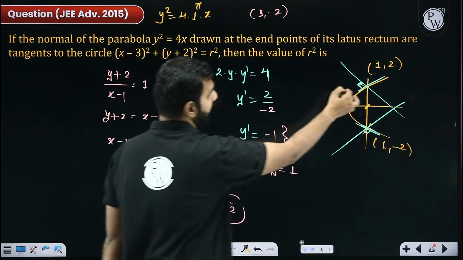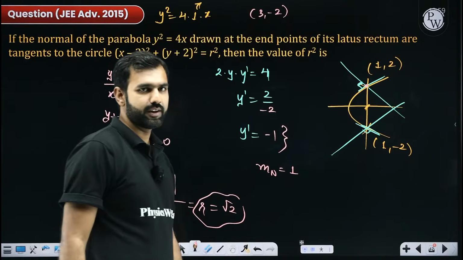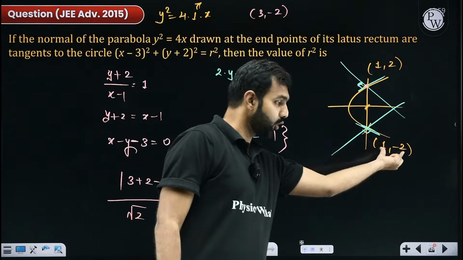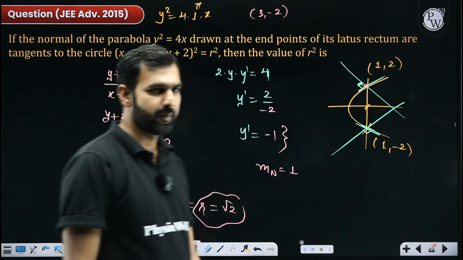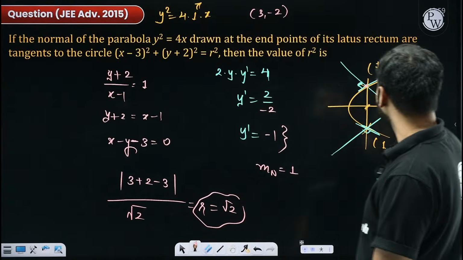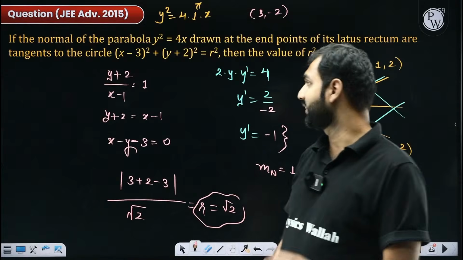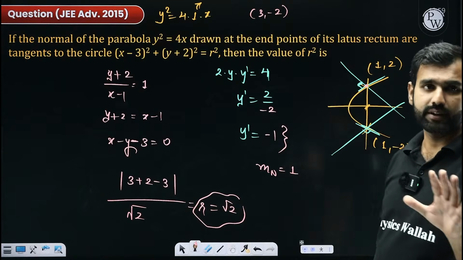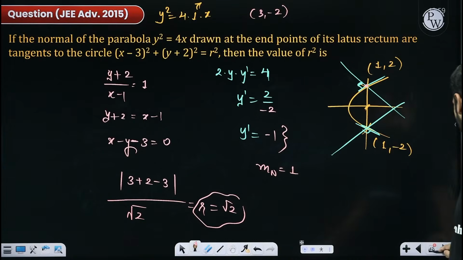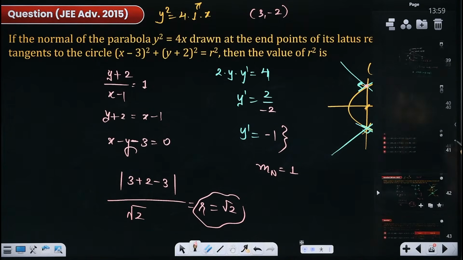So this end was not behaving as a tangent, the normal drawn to this, but the normal drawn at this end was behaving as a tangent here. That gives you the answer. I hope everybody understood this. If I was using this particular end, in that case we were getting the radius as 0. So I hope you get this. r square will be 2. Everybody understood this? Very easy, straightforward, and absolutely doable question.